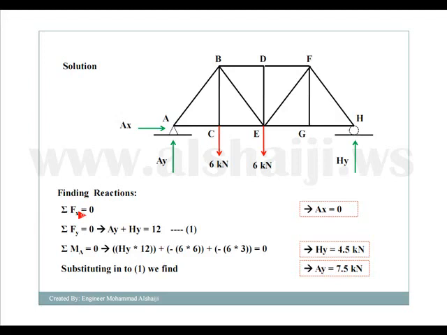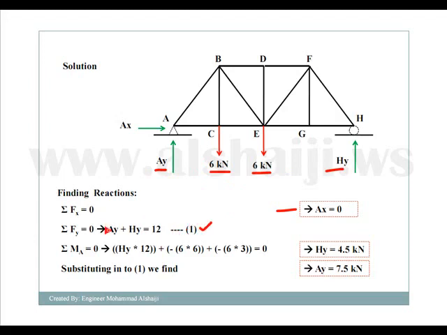And we need to sum up the moments about a point, and that should equal 0. If we do the summation of the forces in the X direction, we'll end up having AX equals 0. There are no external forces that act in the X direction, so the reaction in the X direction should equal 0. Now we'll do the summation of the forces in the Y direction. We'll have AY minus 6 plus HY equals 0, or simply we can write AY plus HY equals 12. And that should give us the first equation.